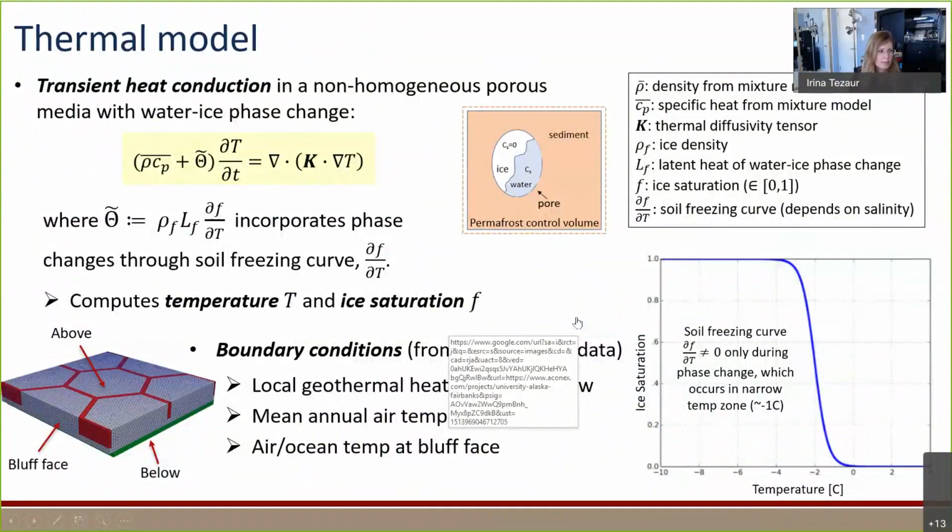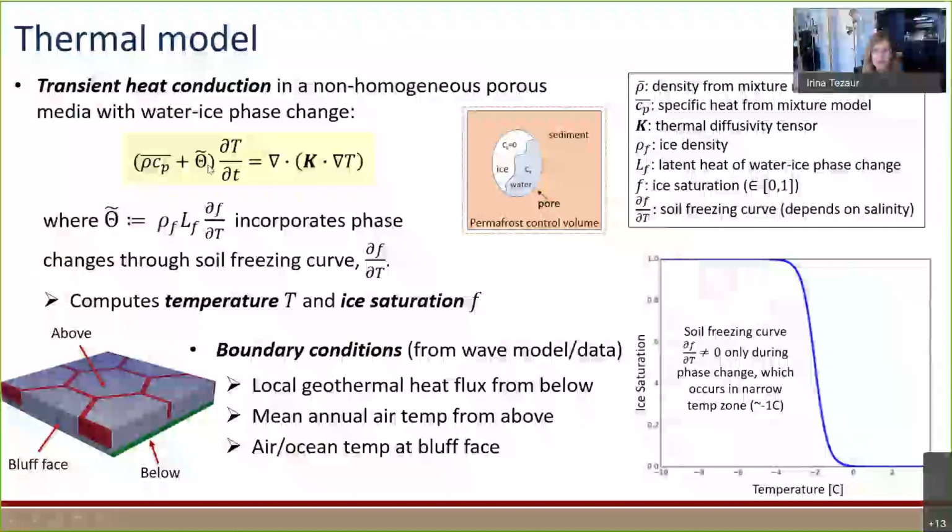The thermal model is in the yellow box. So we basically have a transient heat conduction equation in a non-homogeneous porous media. And we're going to solve this for the permafrost temperature and use that temperature to define the ice saturation F. Okay. And you can see we have a lot of different parameters here, density, specific heat. There's a mixture model that takes into account the fact that we have different materials. I'll touch a little bit about where these come from in I think the next slide.